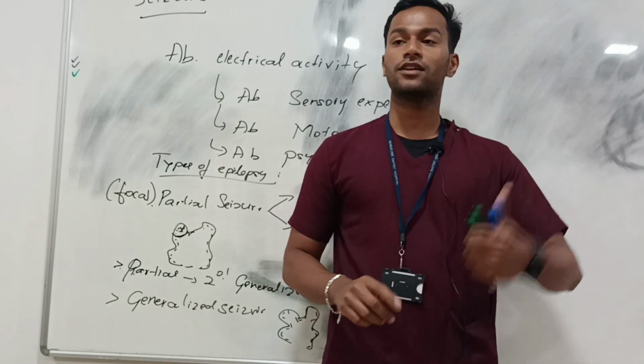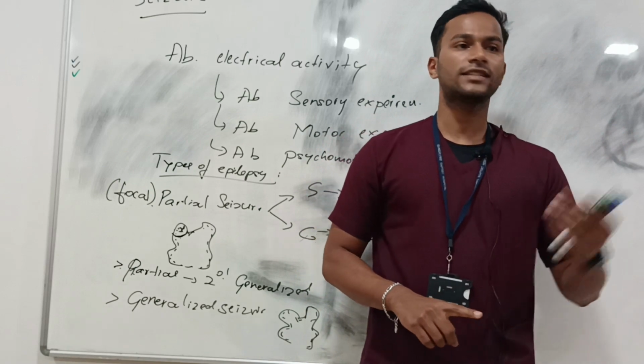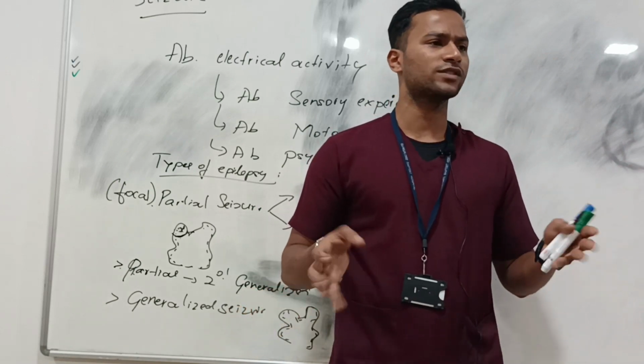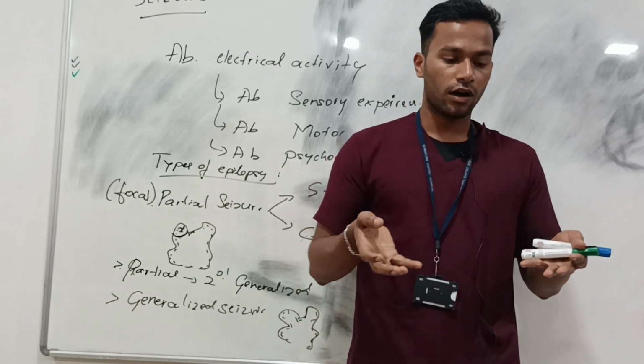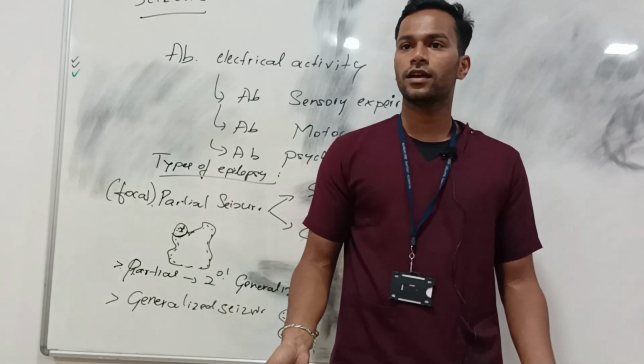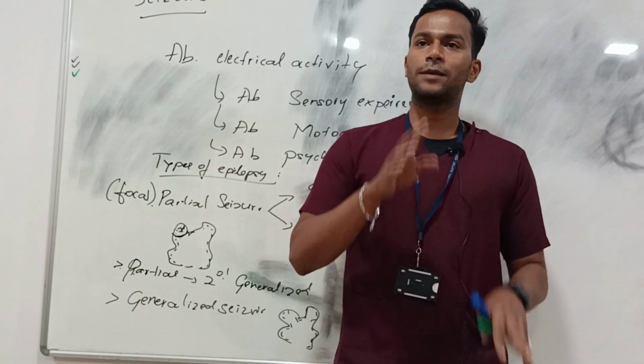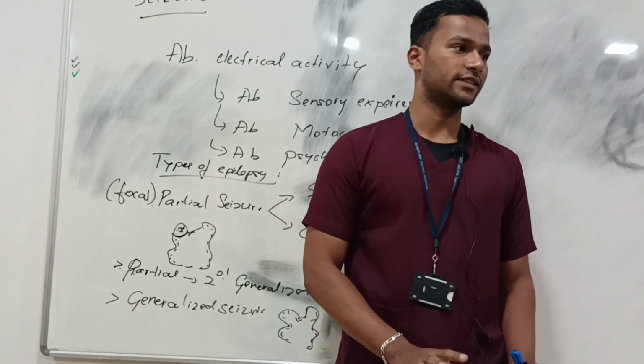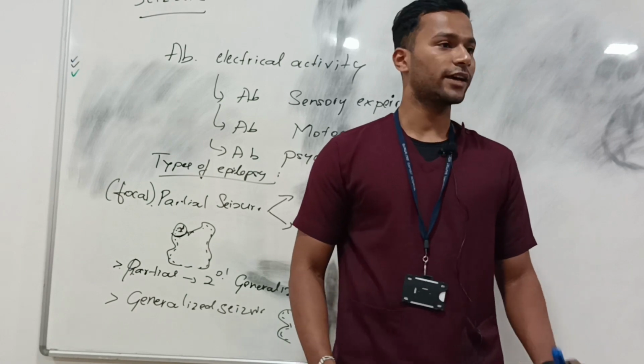Okay, the other one is absent seizure. What is absent seizure? In that, there will be no jerking movement, there will be no stiffness, there will be no loss of any power of the body. The person will keep staring at one place, and he will be standing or sitting, whatever position he is in. Okay, that's how it is.